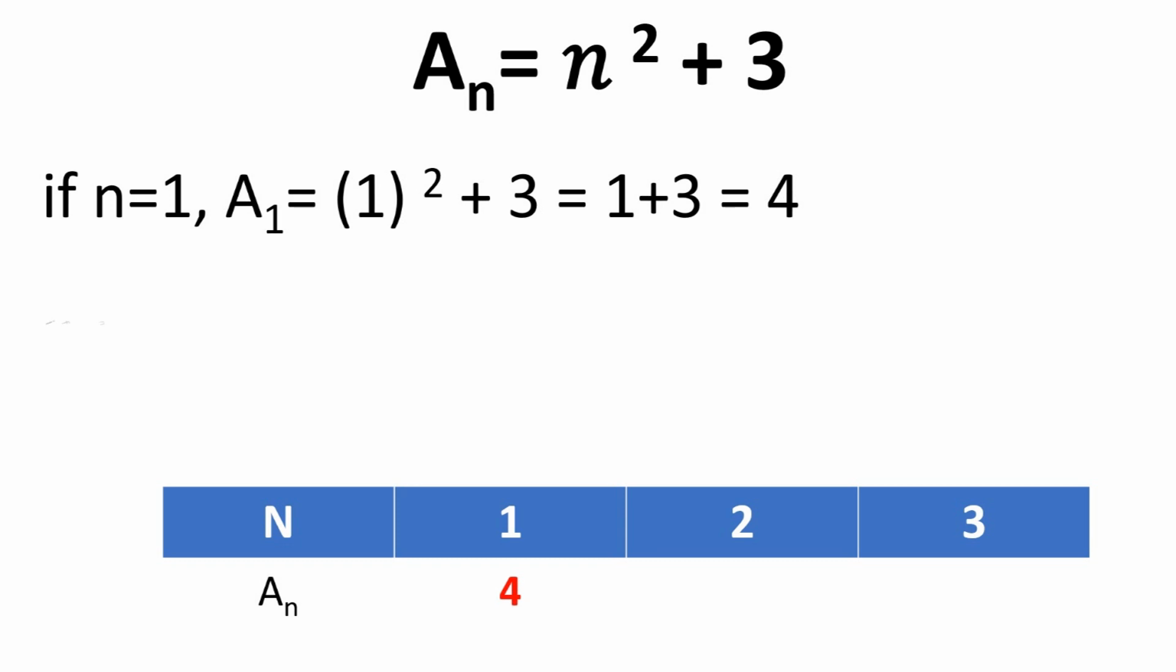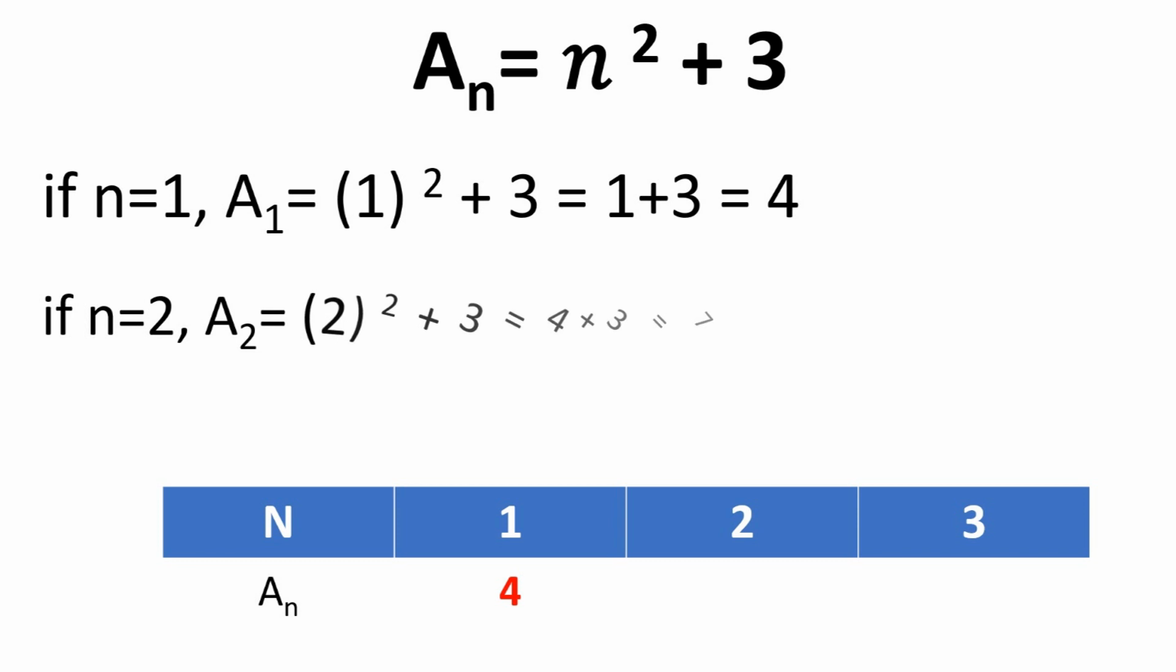What about n equals 2? We will get 2 squared, or 2 times 2 equals 4. 4 plus 3 equals 7. So the second term is 7.